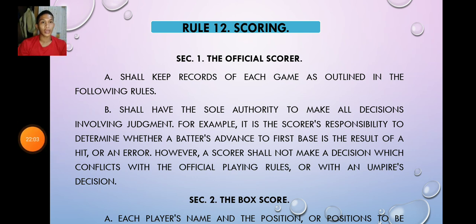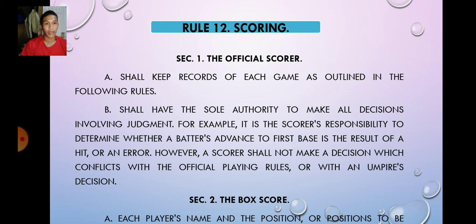Rule 12. Scoring. Section 1. Official scorer. The scorer shall keep records of each game as outlined in the following rules. The scorer shall have the sole authority to make all decisions involving judgment. For example, it is the scorer's responsibility to determine whether a batter advanced to first base as a result of a hit or an error. However, a scorer shall not make a decision which conflicts with the official playing rules or with an umpire's decision. Section 2. The box score.